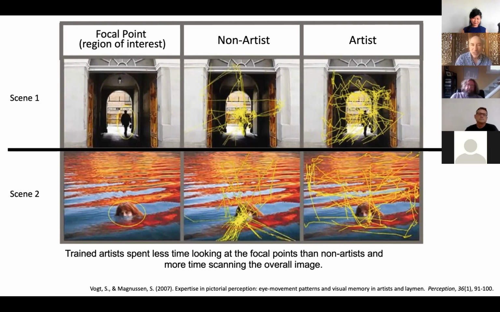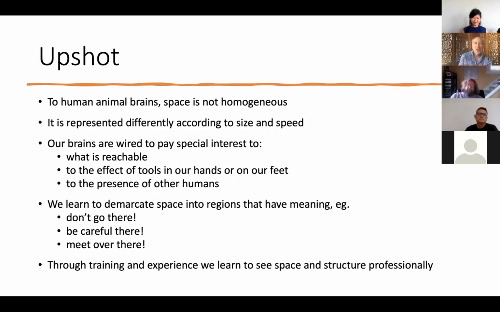We could do this for almost any skilled topic. So my upshot is, to human or animal brains, space is not homogeneous. It's represented differently, both according to the size of the creature and the speed that it's moving, but it's also represented differently for many other reasons. Our brains are wired to pay special attention to what's reachable, to the effects of tools in our hands or on our feet, and to the presence of other humans. And then through culture, we have learned to demarcate space into regions that have meaning.